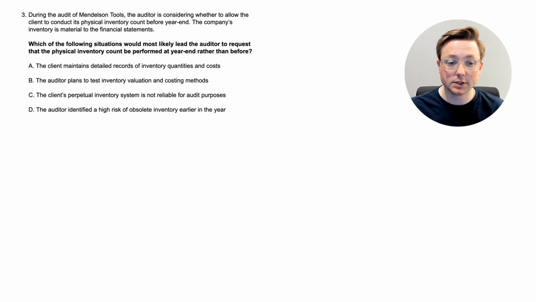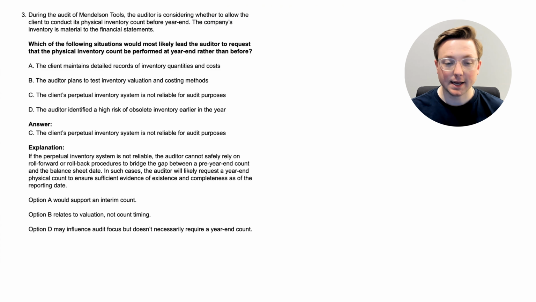So let's go through the options. Option A, the client maintains detailed records of inventory quantities and costs. Option B, the auditor plans to test inventory valuation and costing methods. Option C, the client's perpetual inventory system is not reliable for audit purposes. Or option D, the auditor identified a high risk of obsolete inventory earlier in the year. Now again, we're using these questions to learn, so if you have no idea, that's okay. But if you want to give it a guess, maybe pause the video, and when you're ready, come back. We'll look at the answer together.